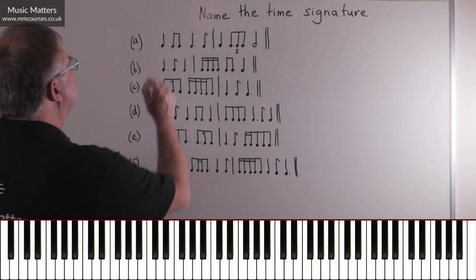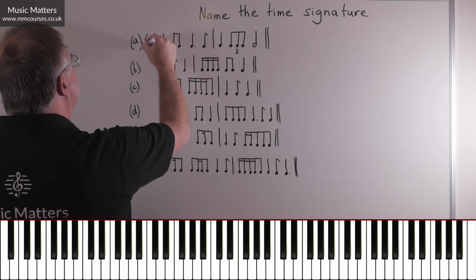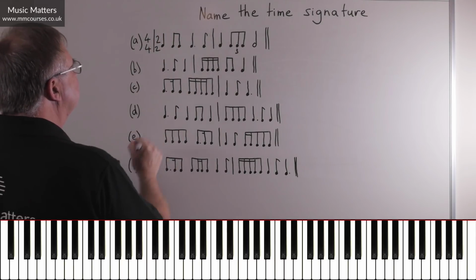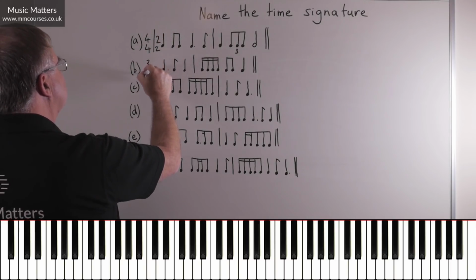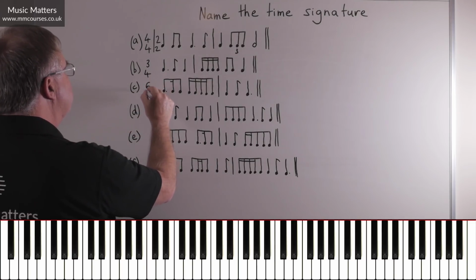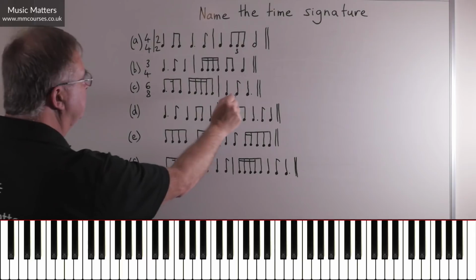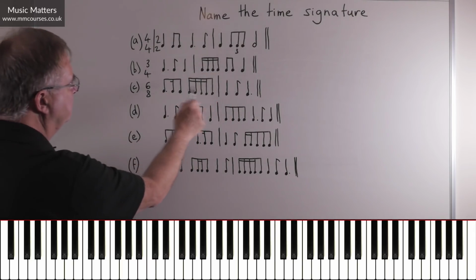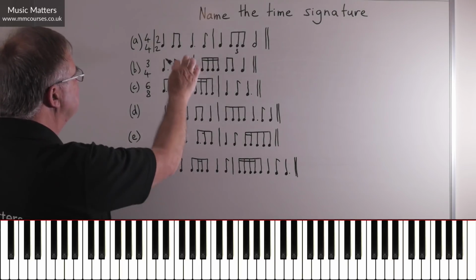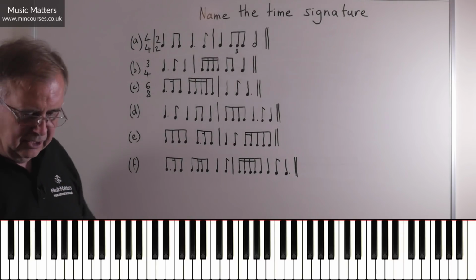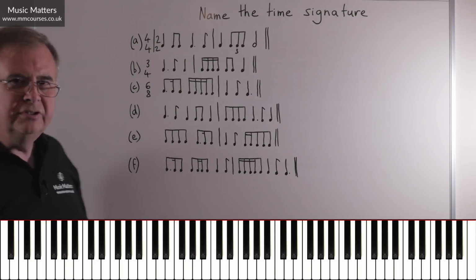So far then, we've decided that this is in 4/4 or possibly 2/2. We've decided that this is in 3/4, and we've decided that this mathematically has the same number of beats in the bar as this, but it must be in 6/8 because of the beaming, the grouping of notes. So you can see the difference between a 3/4 and a 6/8 example. Let's move on to D.